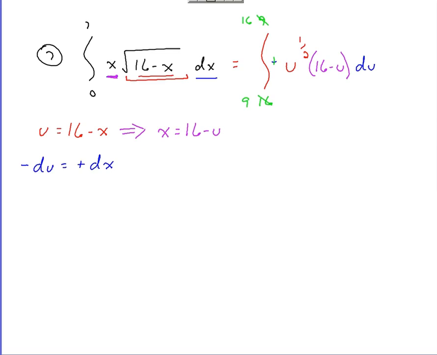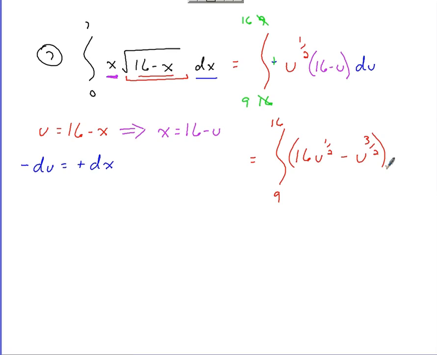Okay, still some cleanup to do, even though we've improved upon the function. We've got our definite integral now on the interval 9 to 16. We can distribute that u to the 1/2 through, so it'd be 16u to the 1/2 minus, got a u to the first there, add our exponents, be u to the 3/2.